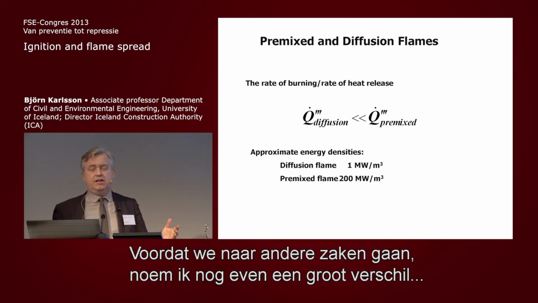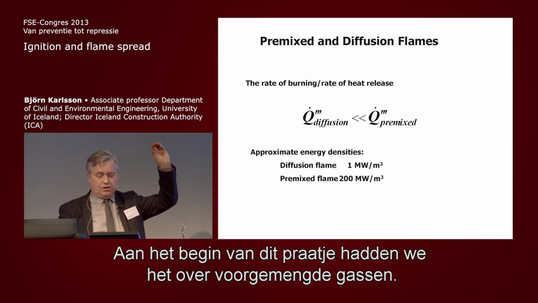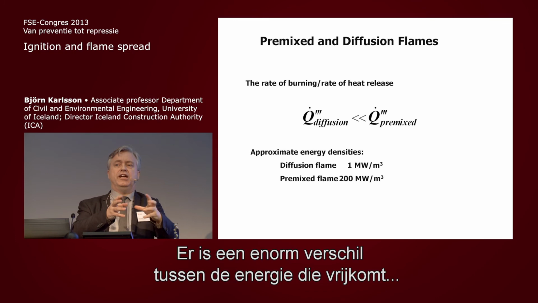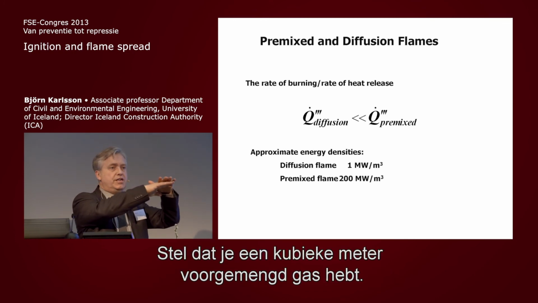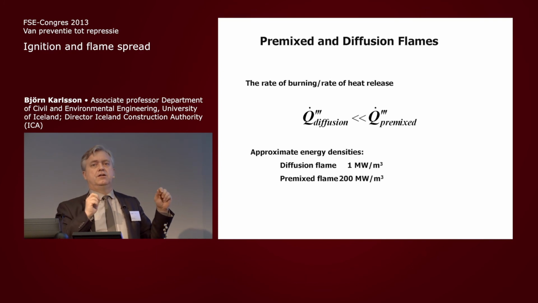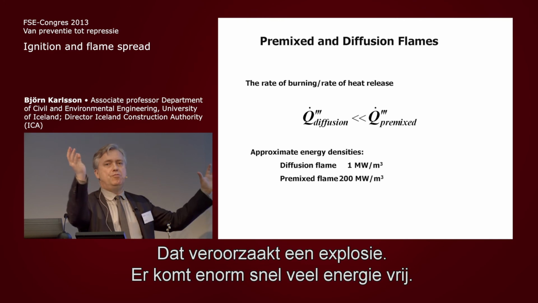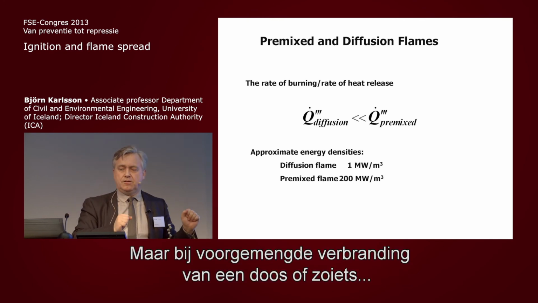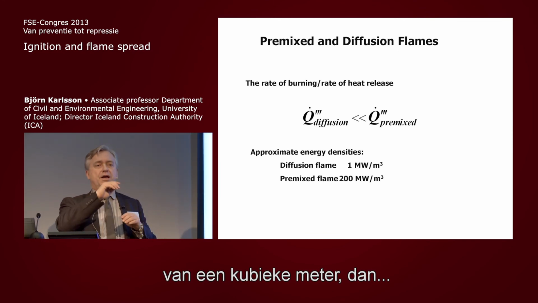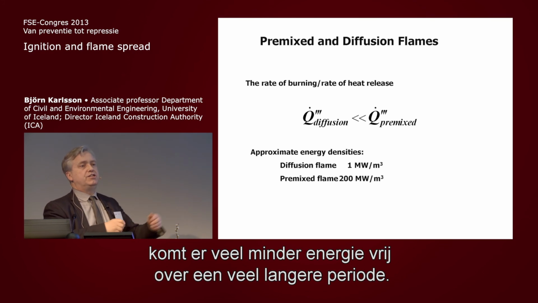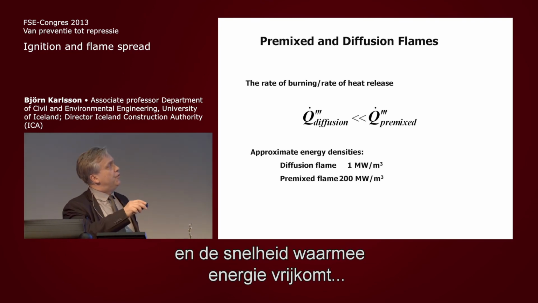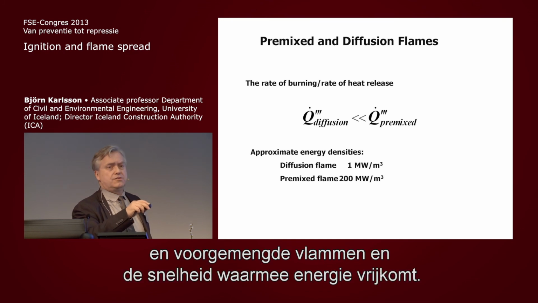Just before we go on to other things, I just want to mention there's a great difference. We started the lecture talking about pre-mixed gases. There's a huge difference between the energy released when you have a pre-mixed gas. Say you have 1 cubic meter of pre-mixed gas, and I put a spark in there. It's going to cause an explosion, an enormous energy release rate. But if I have a burning box of 1 cubic meter, it's much, much less energy released over a much, much longer time. So there's a great difference between diffusion flames and energy release rate and pre-mixed flame and energy release rate.